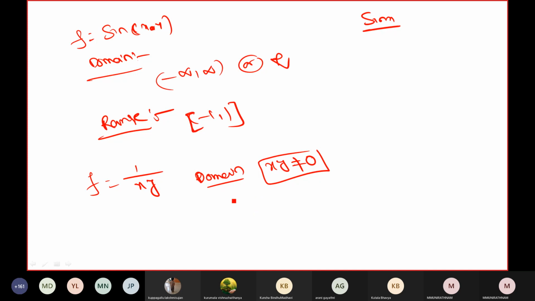Okay. So what is the range? What is the range? Range is R minus 0. R minus 0, sir. Okay? Suppose my f is like this.